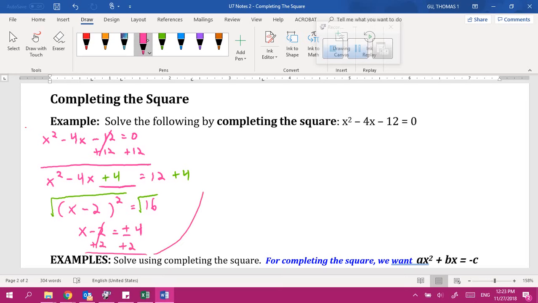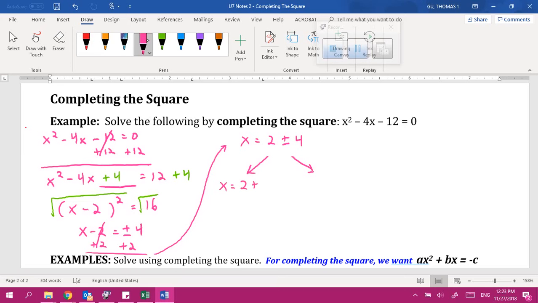And so my answer is going to be x equals 2 plus or minus 4. Can I leave my answer like that though? No, because those are whole numbers, so you have to actually work it out and show me what the answer values are.